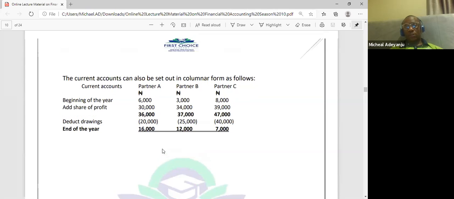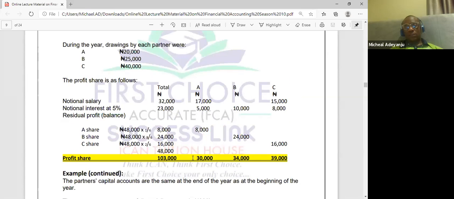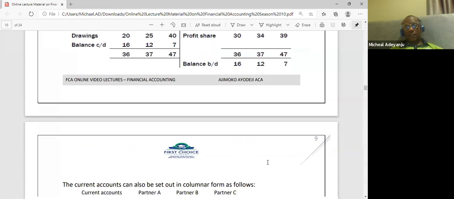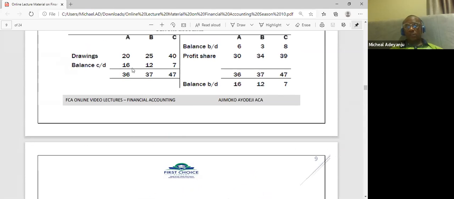So this is also another method. Anyway, the current account can also be set out in the column method. Beginning of the year, we have this amount, add share of profit of 30, 34, and 39 that we solved. Then deduct your drawings, and the difference is going to be the end of the year amounts, 16,000, 12,000, and 7,000 respectively.